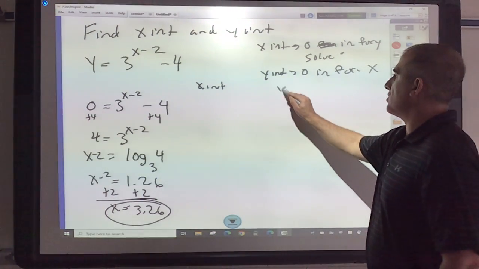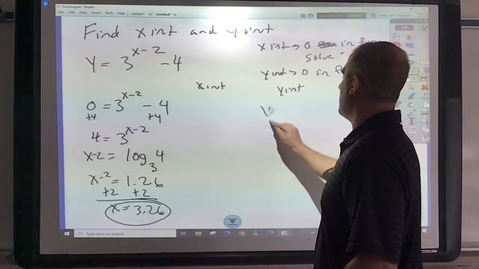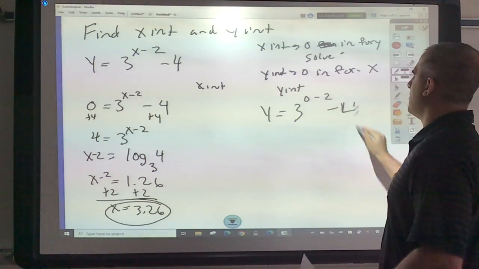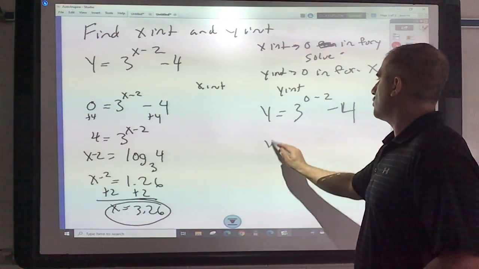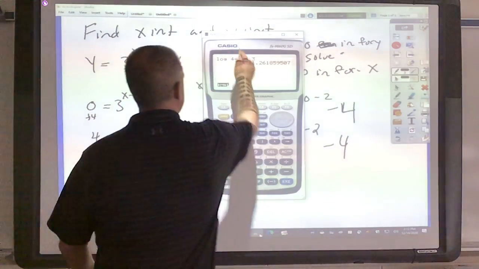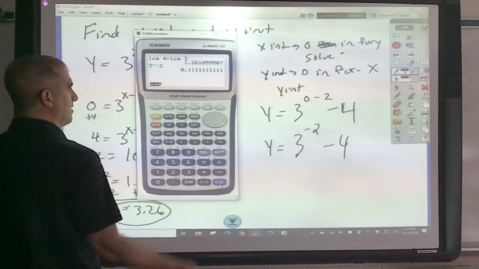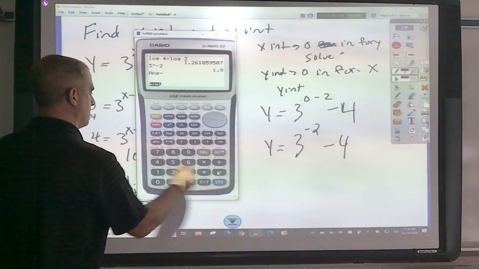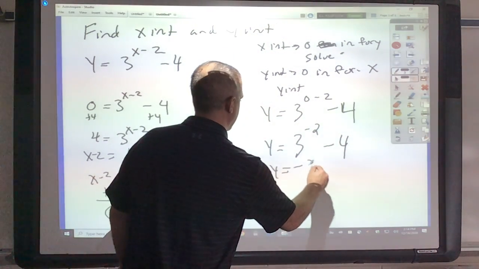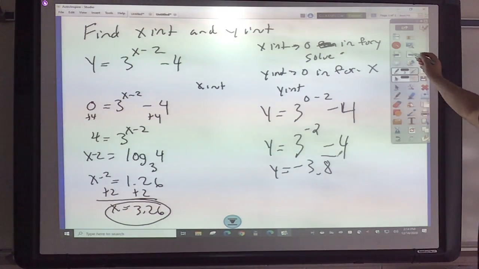For the y-intercept, I would put 0 in for x. So I got y equals 3 to the 0 minus 2, minus 4. Now this is actually pretty easy. 0 minus 2 would be negative 2, so 3 to the negative 2 minus 4. All right, and this just becomes a very simple 3 to the negative 2, which is 1/9, minus 4. So the y-intercept is negative 3.8 repeating, okay? You can use the fraction if you want as well, all right?